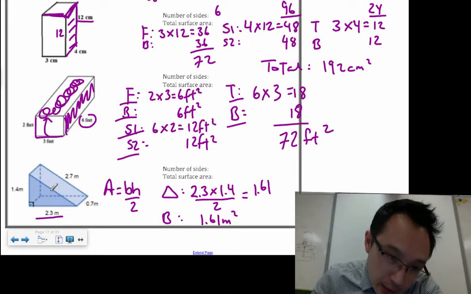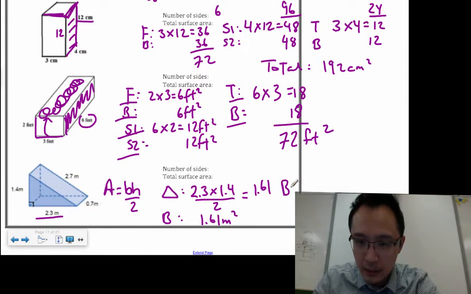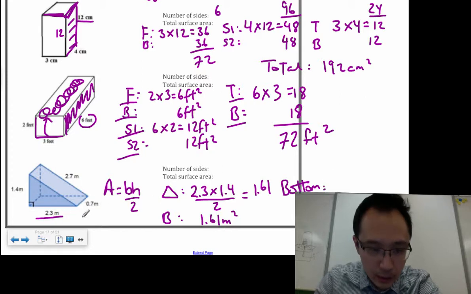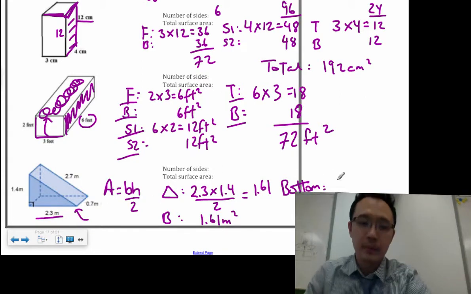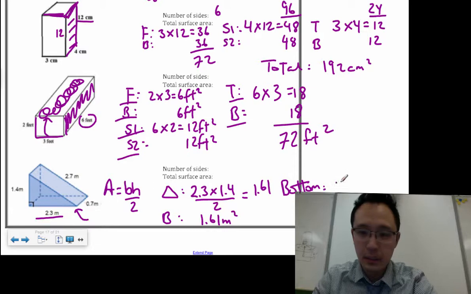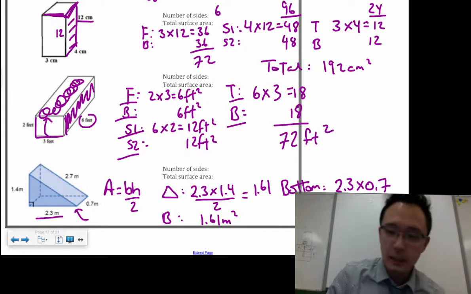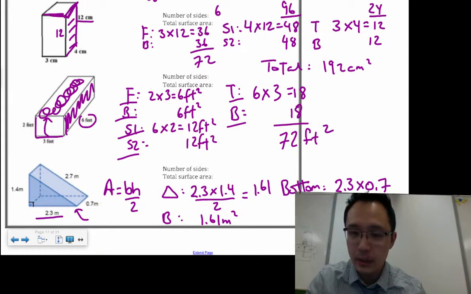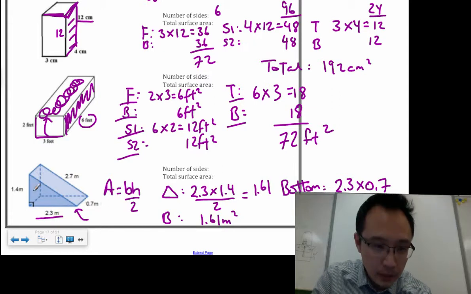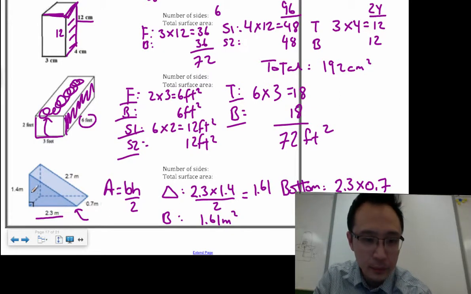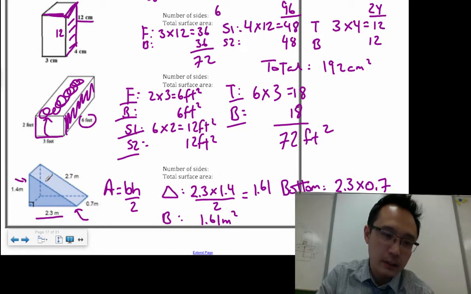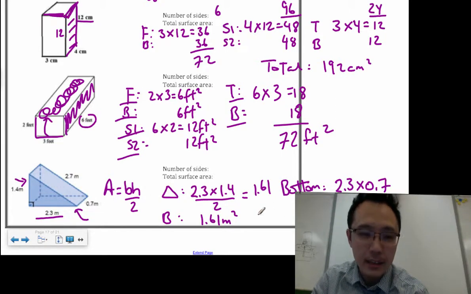Now, for this triangle, I have a bottom. So this one has a bottom, which is just sitting on the ground. And that's a rectangle. So it's going to be 2.3 times 0.7, which gives you 1.61 as well. Okay, so do I have all the sides? I have the front and the back and the bottom. What about the back side right there? Let's just call it the side.